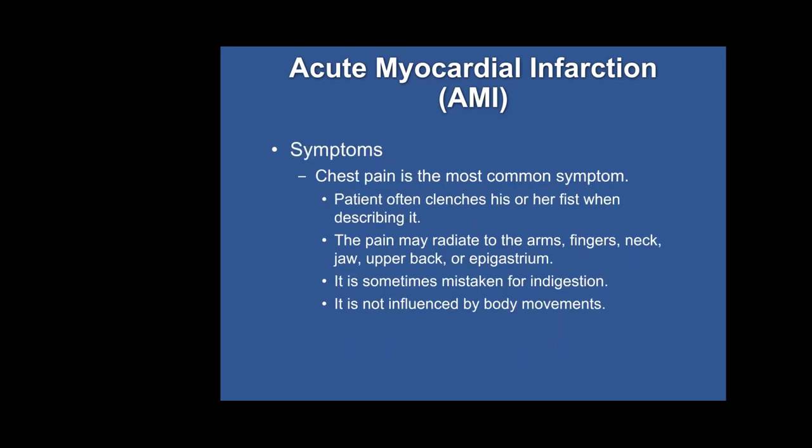Chest pain is the most common symptom. This first bullet point is called Levine's sign, right? That's when the patient's talking to you and you ask them to describe it. They're like, it's just such a crushing chest pain. And they clench their fists, right? It's a weird, subconscious thing that they don't even realize they're doing, but they start doing that. It's highly correlated that they are, in fact, having that MI.